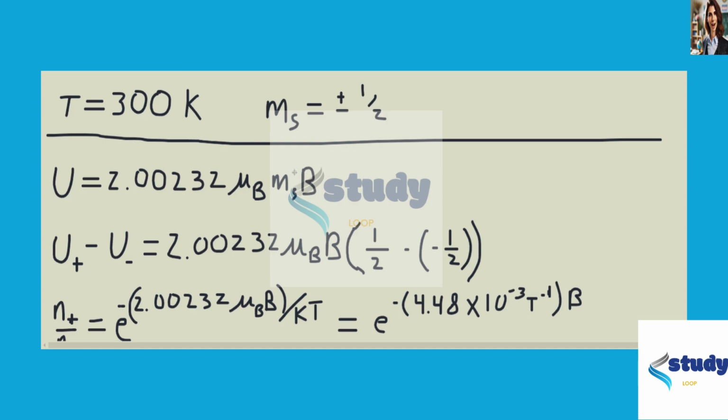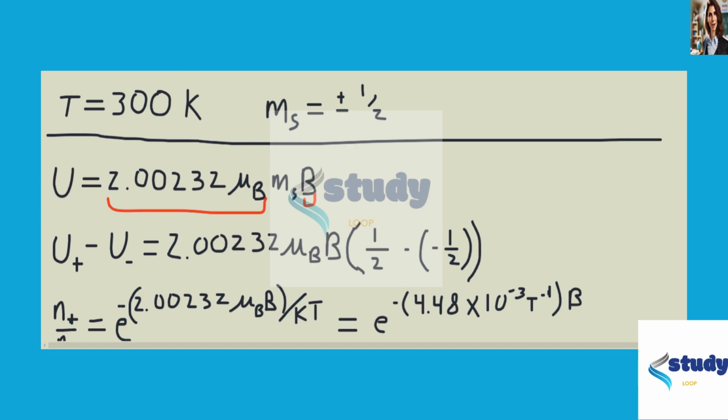Well, m sub s here can be plus or minus a half, so we want the difference between the potentials, where U plus is when m sub s is plus a half, and U minus is when m sub s is minus a half. We subtract those from one another. Since both terms have this 2.0023 mu sub B times B, we can pull that out. So really you're subtracting the m sub s terms. So this is 1/2 minus negative 1/2, which is equal to 1.